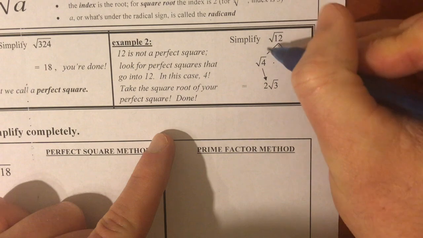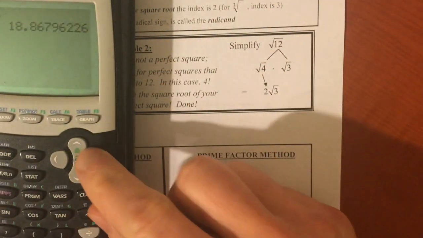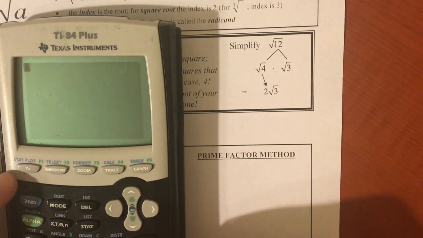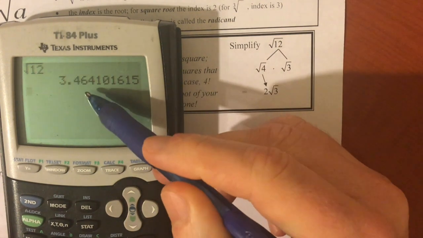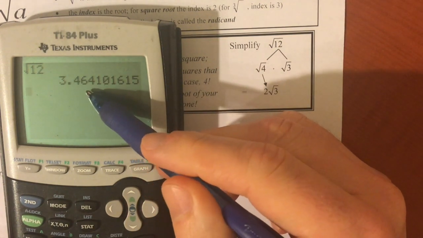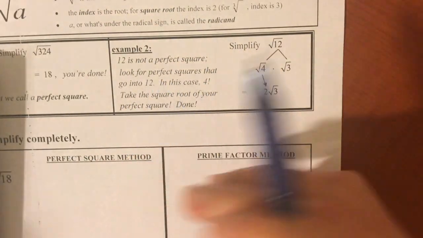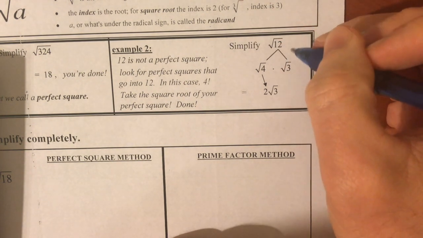So for example, 12 is not a perfect square, and if you don't believe that, you're trying to say what times itself, what squared gives you 12. And of course that would be this irrational answer, 3.464, etc., etc. So rather than give that decimal, we're going to reduce this square root.